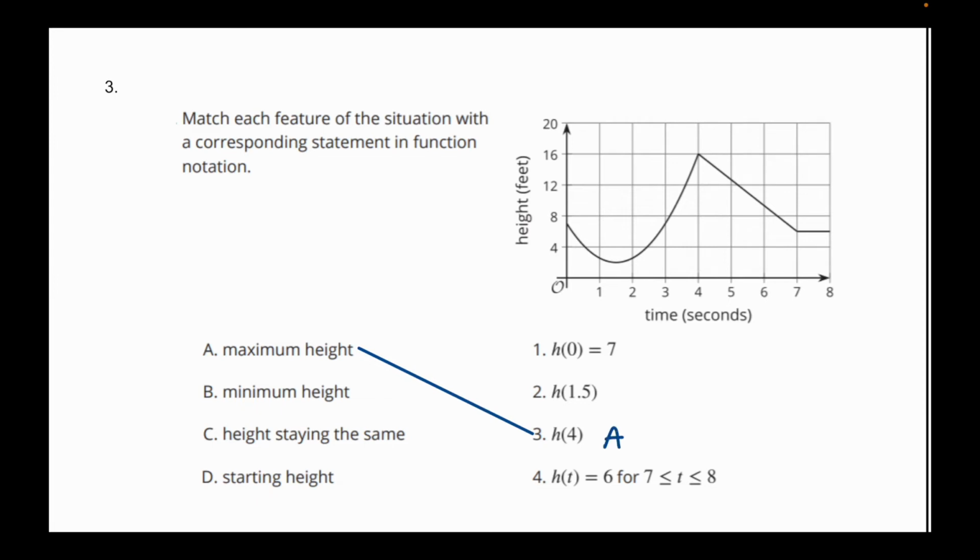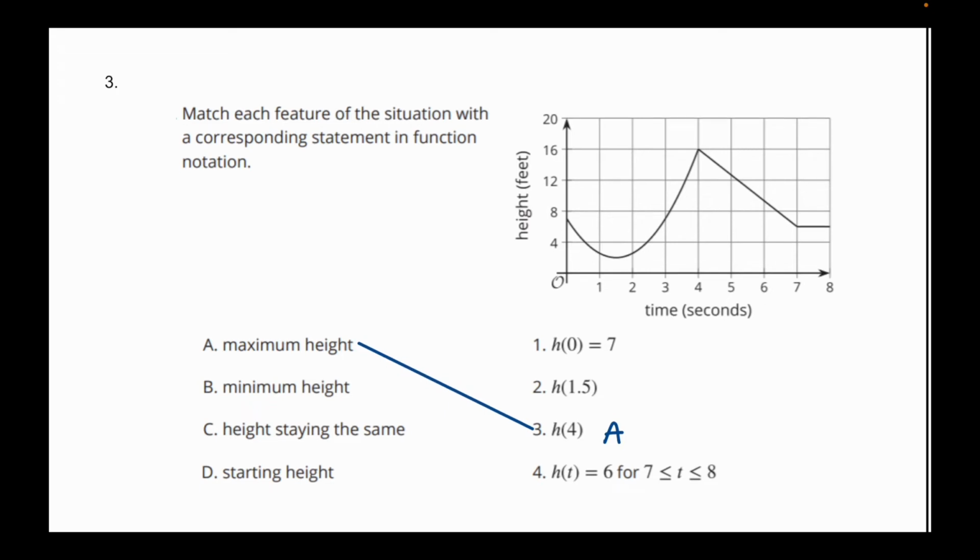Now, minimum height, where's the lowest point that we have? Well, we have our starting and our ending height. It looks like our lowest height is right here. That looks to be around 2, and it looks like it happens at 1.5. So again, if we look at our options, we don't have 2, like the height, as an actual option here, but we do have the height at 1.5 seconds. And the height at 1.5 seconds is the lowest height. So that is going to be our minimum. And so this is B.